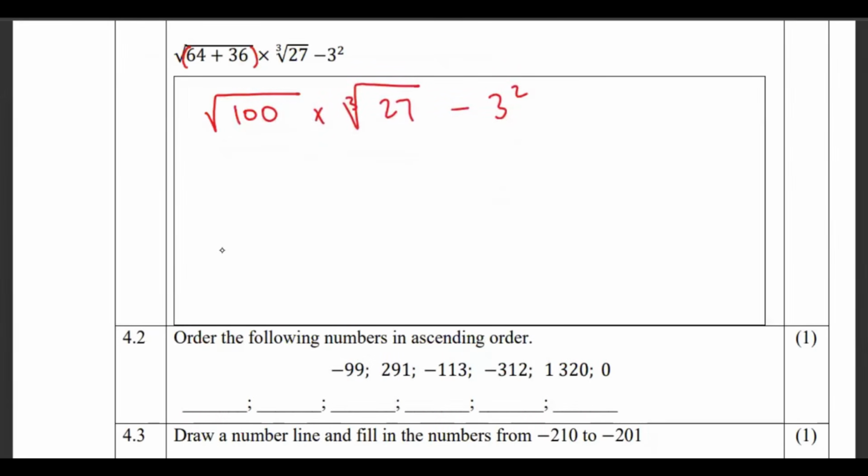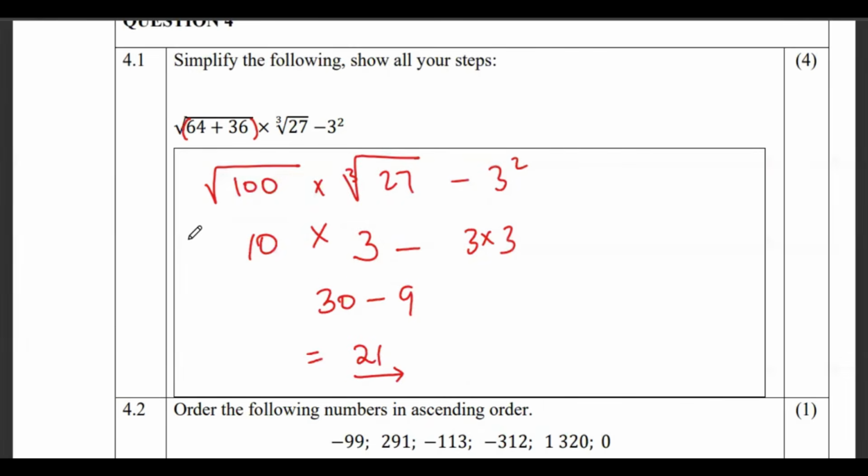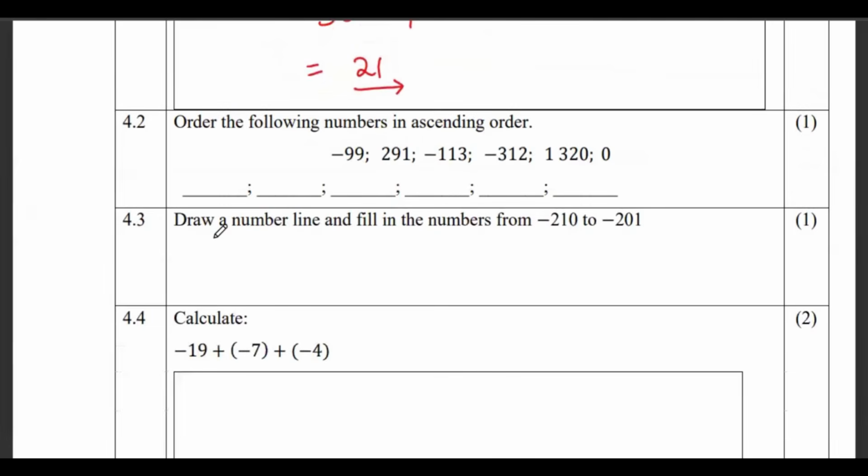So I know that the square root of 100 is 10. The cube root of 27 is a 3. 3 squared is the same as 3 times 3. What is 10 times 3? It's a 30. 3 times 3 is a 9. So 30 minus 9, we get 21. That becomes our answer.